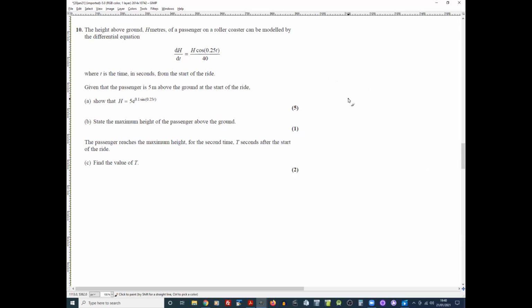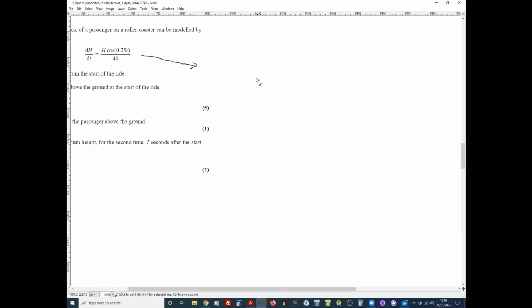Now, to do this, we want to turn this straight away into something that we can look at as a simple reverse implicit differentiation. Would that be like a reverse chain rule? Yeah, not in a terrible way. Basically, we're just going to divide both sides by h, first of all. So we've got 1 over h times dh/dt equals cos(0.25t) over 40. Just like that.